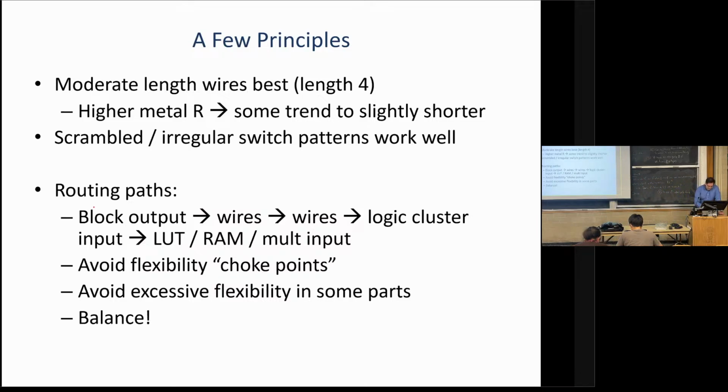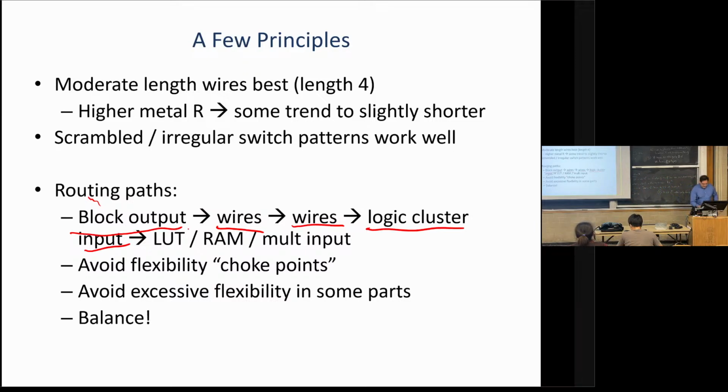Your router is always searching for paths. Okay, so all paths start at the output of some block. They go out into wires. Usually your wires connect to more wires. And eventually they need to get back in some block. And that's normally you go into a logic cluster or logic block. So there's some muxing to get into that. There's usually some local interconnect inside of it.